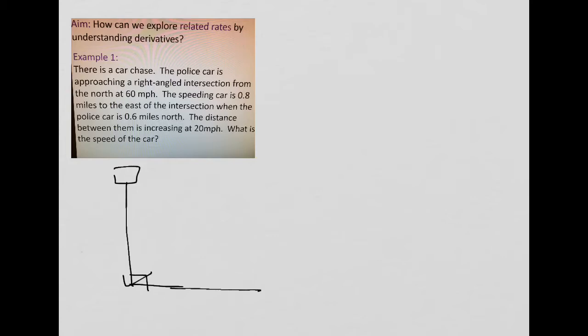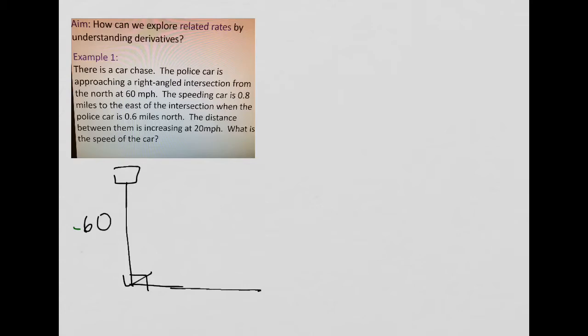And the police car is going 60 miles per hour. Okay. So I'm just going to write 60 right now. I'm not going to label just yet what it is. But I am going to right now write negative 60. Because even though we talk about speed being 60 miles per hour, when we write a rate, when we talk about derivatives, the positive or negative depends on the direction that it's going.